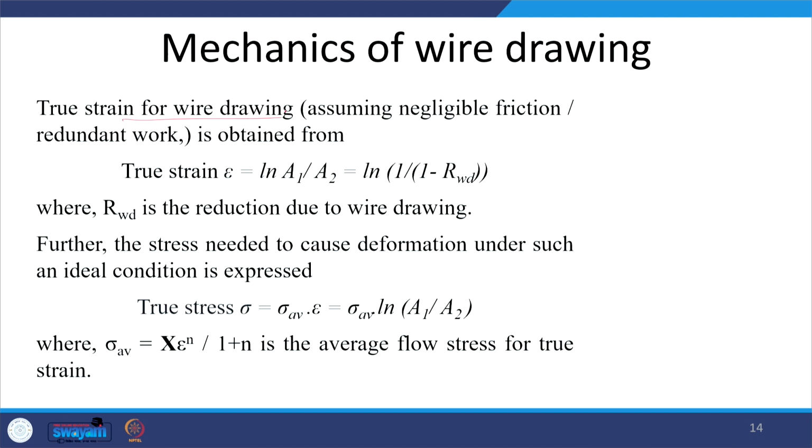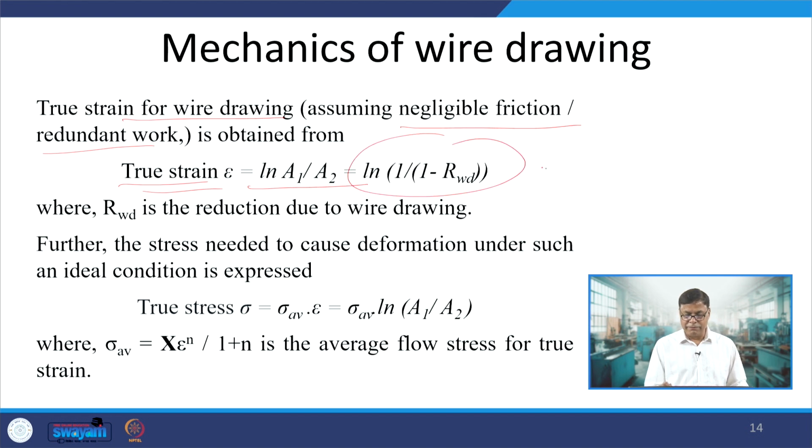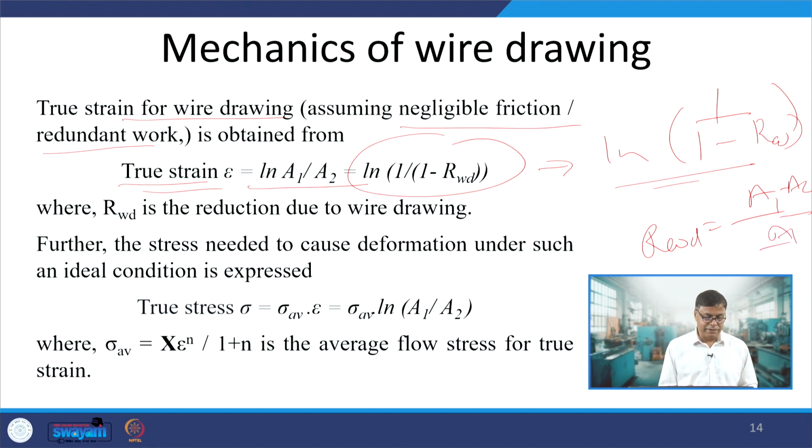True strain for wire drawing is obtained using the simple equation, log of A1 divided by A2, assuming that the friction is negligible and there is no redundant work. So, that is how the true strain is obtained, and this is rewritten a little bit differently, as log of 1 by (1 minus RWD). Okay. So, this is how it is written with the rearrangement of the RWD. We know that RWD is (A1 minus A2) divided by A1, that is how it was written. So, RWD is the reduction due to wire drawing.